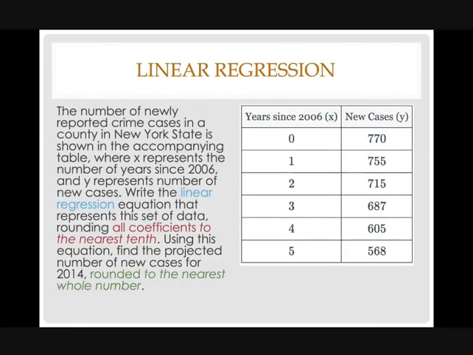So a linear regression. The number of newly reported crimes in the county of New York State is shown in the accompanying table, where x represents the number of years since 2006, and y represents the number of new cases. Write the linear regression equation that represents this set of data, rounding all coefficients to the nearest tenth. Using this equation, find the projected number of new cases for 2014, rounding to the nearest whole number.